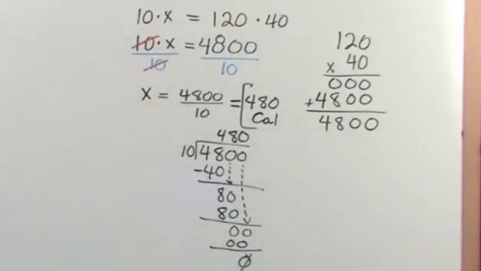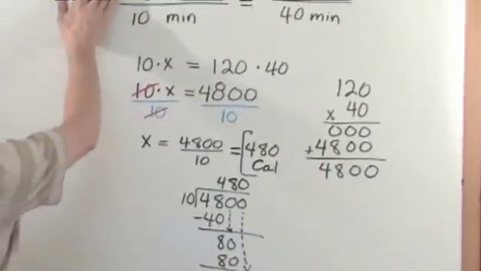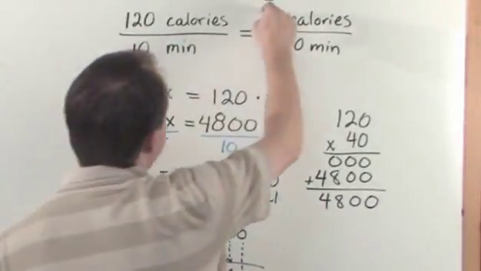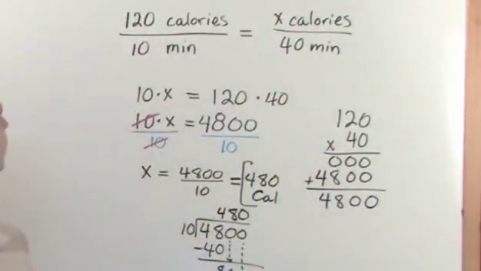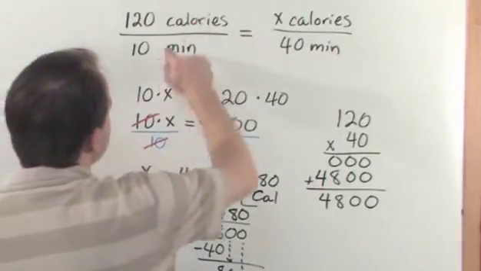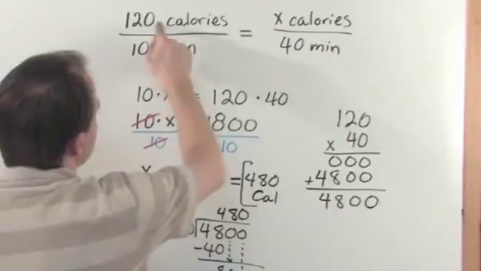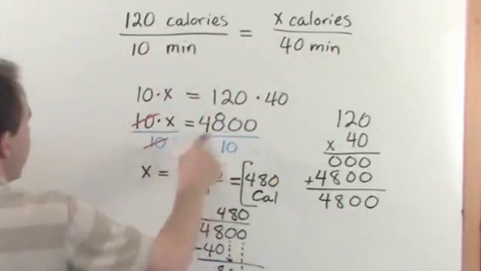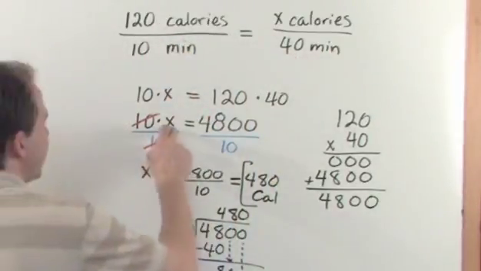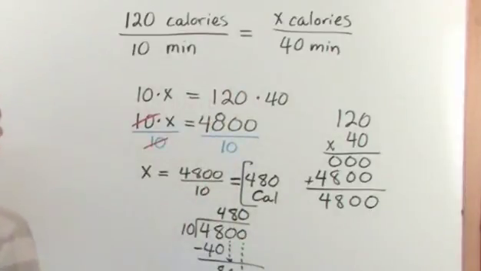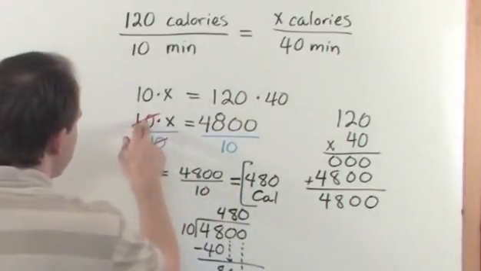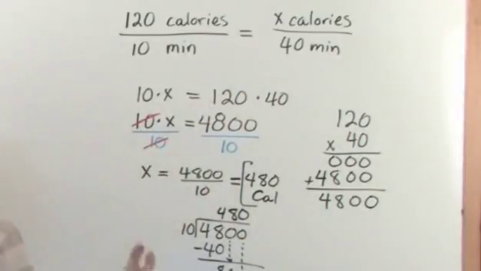So it looks complicated, but it's really not. You set up your ratio. 120 calories in 10 minutes is equal to x number of calories over 40 minutes. Okay, and then you do your cross multiply. 10 times x is 10x. You can't do anything with that. 120 times 40 gives you 4,800. Now you want to get x by itself, because then you have the answer. And in order to do that, you just divide by 10, because this makes these go away, and 10 divided by 10 is 1, so they go away.